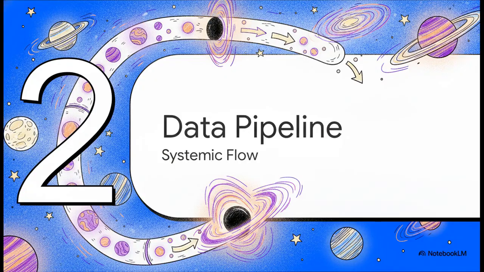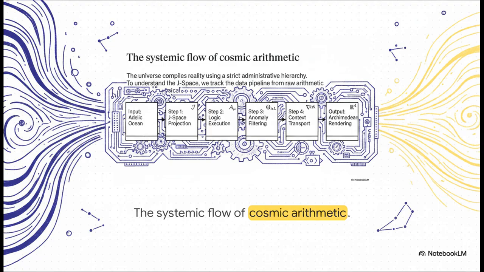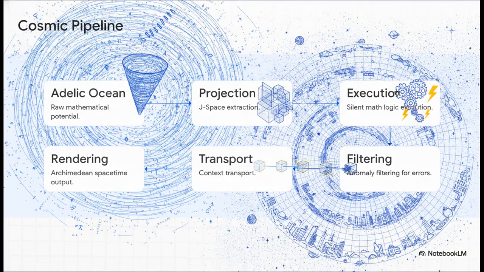That brings us to section 2, the cosmic data pipeline. Take a look at the administrative hierarchy laid out in this schematic. The universe doesn't just randomly toss matter and energy together and hope for the best. It actually compiles reality using a remarkably strict administrative hierarchy, exactly like a complex software pipeline running on a massive server farm. The data flows systematically from raw, abstract mathematical potential all the way down to the physical, tangible waves of spacetime. Let's move through this and see how it builds across these 6 exact steps.